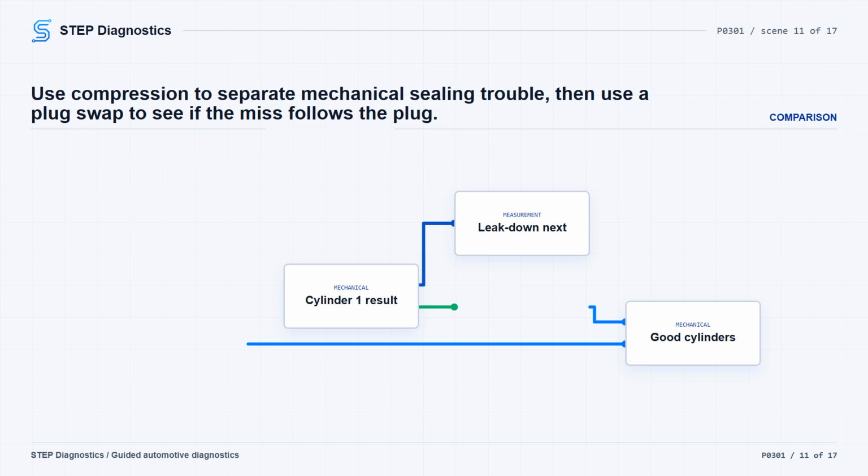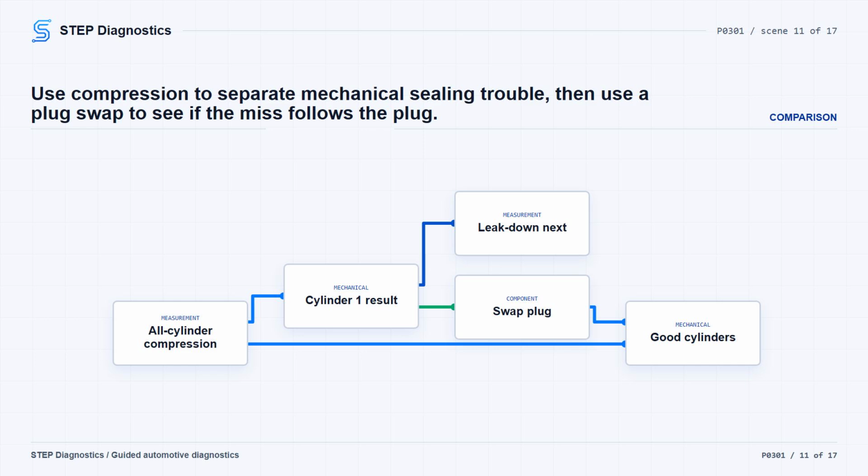If cylinder 1 compression is not within specification, use a leak-down test to separate valvetrain trouble from a combustion chamber sealing problem, correct the fault, and verify. If compression is within specification, swap the spark plug with a known good cylinder that is not misfiring, or replace the plug if access makes swapping impractical.